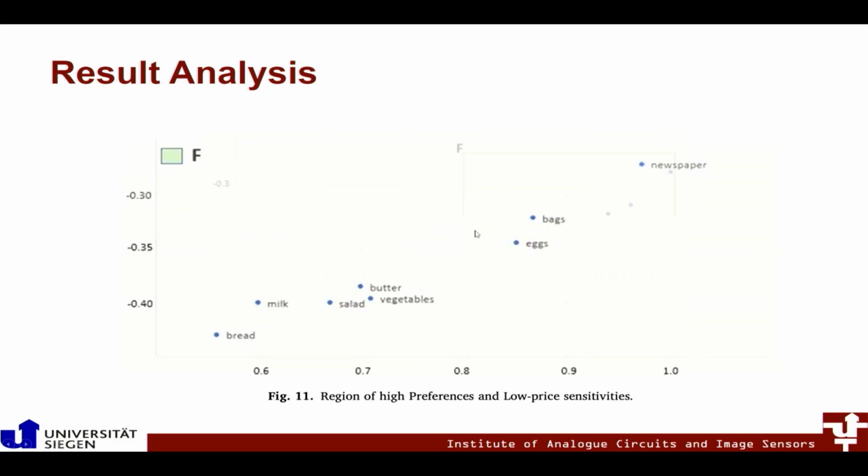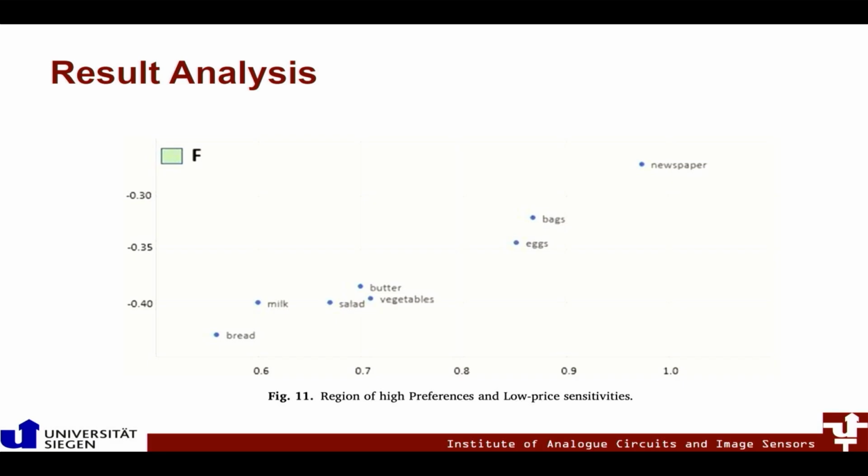So to explain this further, so look at these products. So these have got high preference but low price sensitivity. Okay. So these are products like bread, milk, salad, butter, vegetables, eggs, newspapers. There's a very interesting thing here. These are the products which we buy anyway, right? If I have to buy bread, and I get it 5 paise cheaper at another shop, maybe we will not think too much about it. And these are everyday product items.